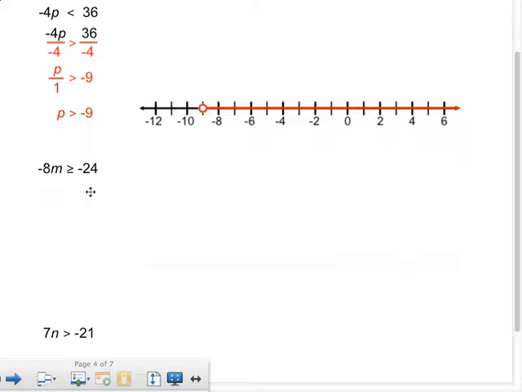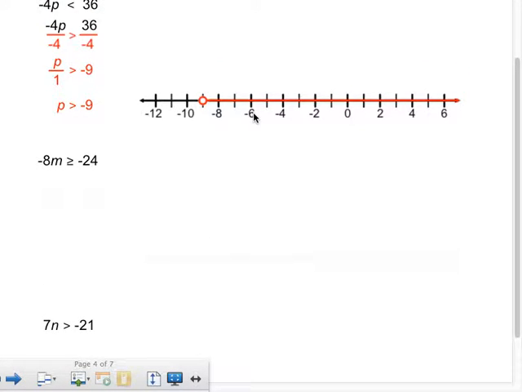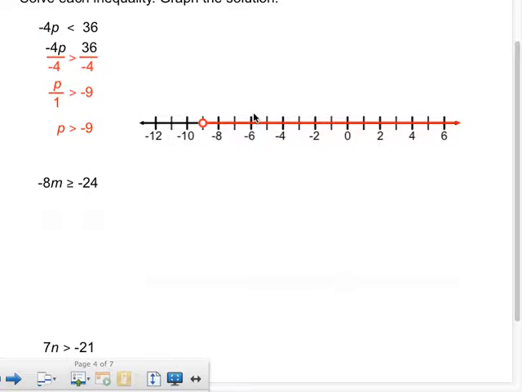Okay. Let's go ahead. Who wants to walk me through this problem? Logan? Anytime you divide by a negative number, you have to change the direction of the sign to make it true. Okay? The inequality has to change direction. If it's a positive number, Logan, you just leave it.